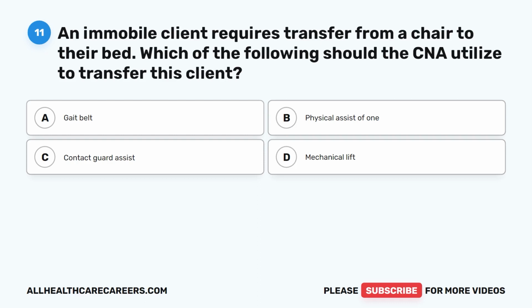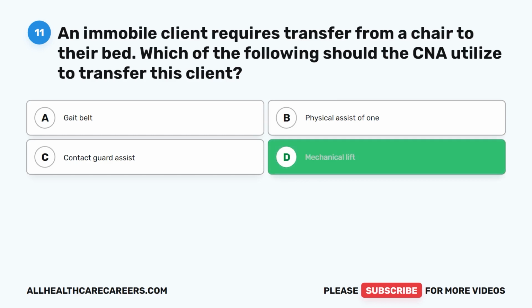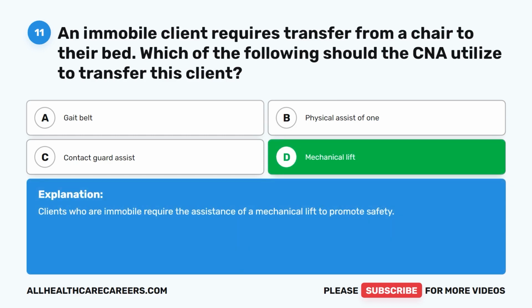Physical assist of 1. C. Contact guard assist. D. Mechanical lift. The correct answer is D. Mechanical lift. Clients who are immobile require the assistance of a mechanical lift to promote safety.